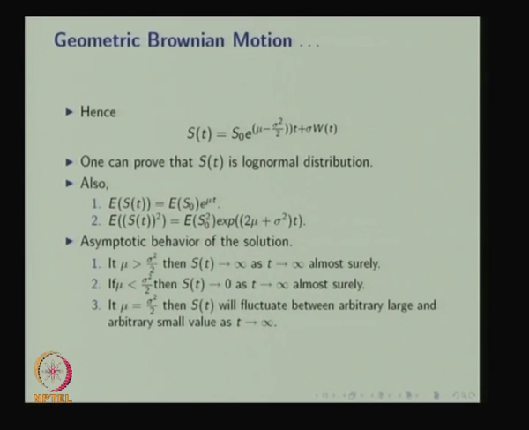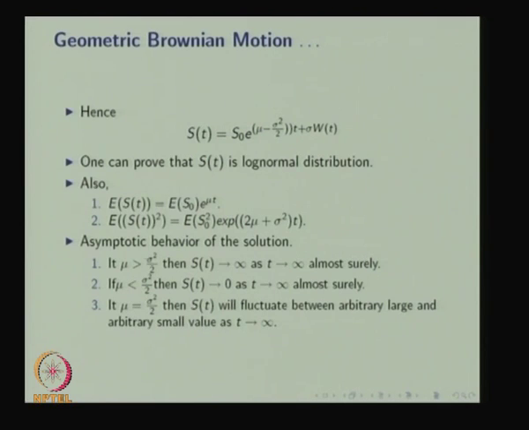So for this Black-Scholes model, we are finding the solution of s of t. Also we are finding the distribution of s of t, that is a log normal distribution, and we know the mean and variance in terms of mu and sigma square. We can also discuss what is the asymptotic behavior of the solution. Because the solution is e power mu minus sigma square by 2 multiplied by t plus sigma times wt, as t tends to infinity, what happens?